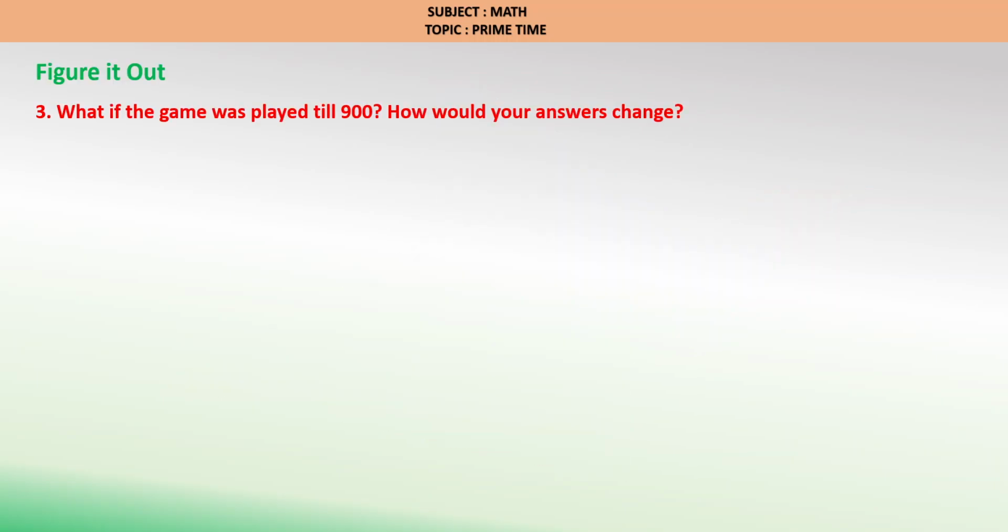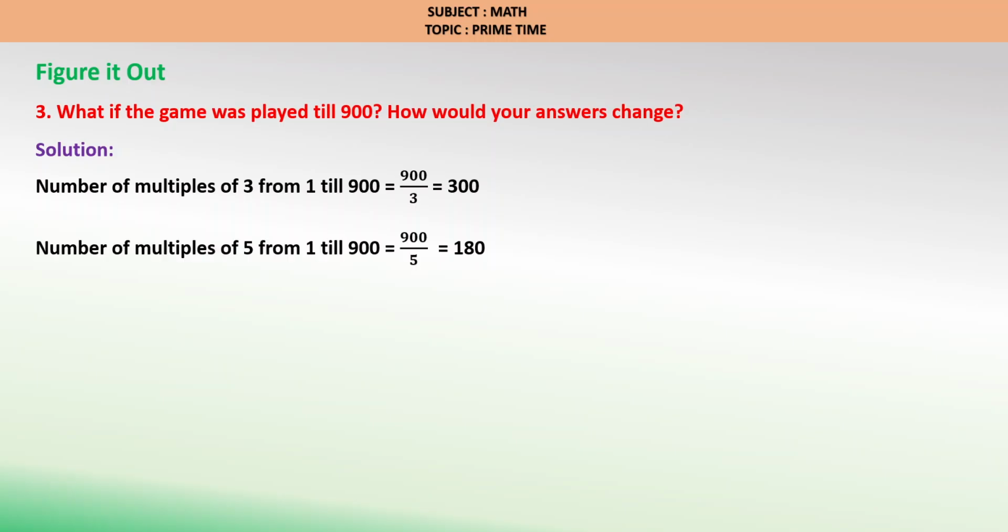Question number 3. What if the game was played till 900? How would your answers change? The number of multiples of 3 from 1 to 900 will be 900 divided by 3, which is 300. The number of multiples of 5 from 1 to 900 will be 900 divided by 5, which is 180 times. The number of multiples of 15 from 1 till 900 is 900 divided by 15, nothing but 60 times.